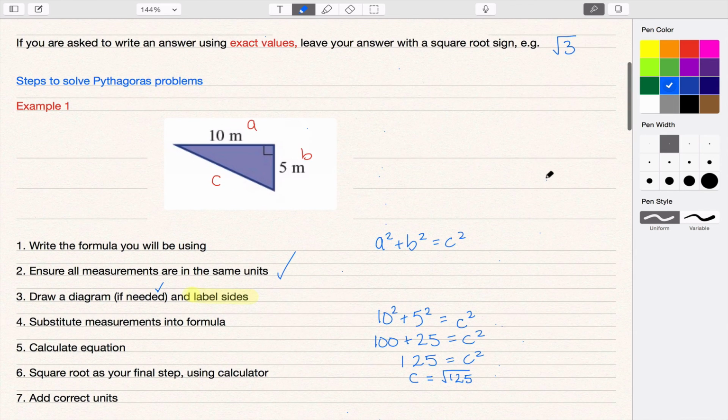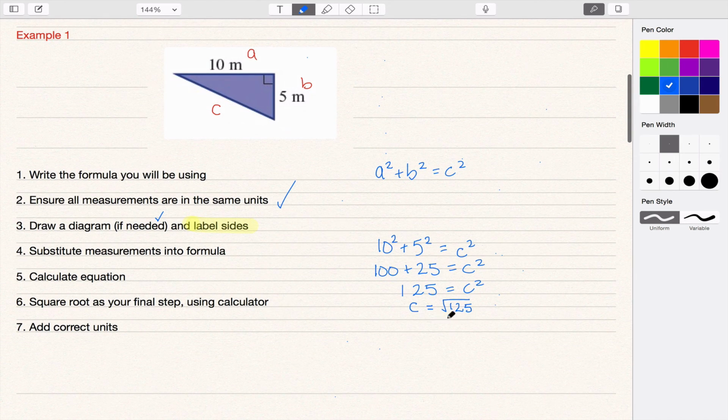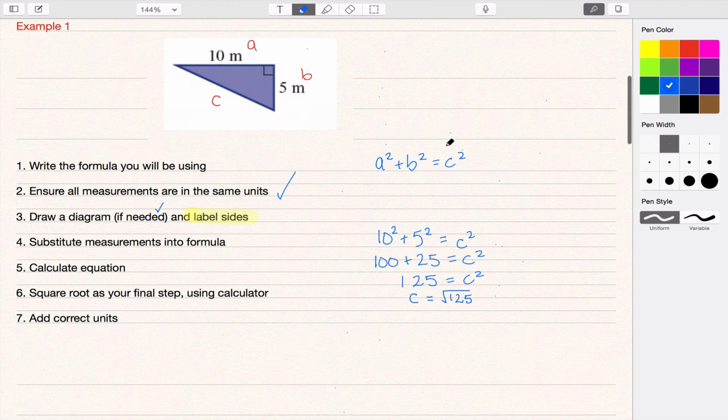And this is what I was saying earlier up here. If you're asked to write an answer using exact values, then you just leave your answer like this. C equals square root of 125. That's your final answer. If you are asked, and most of the time to do with measurement, we're going to be asked to simplify it. So we need to put it into the calculator. And when we do that, we get C equals 11.18.